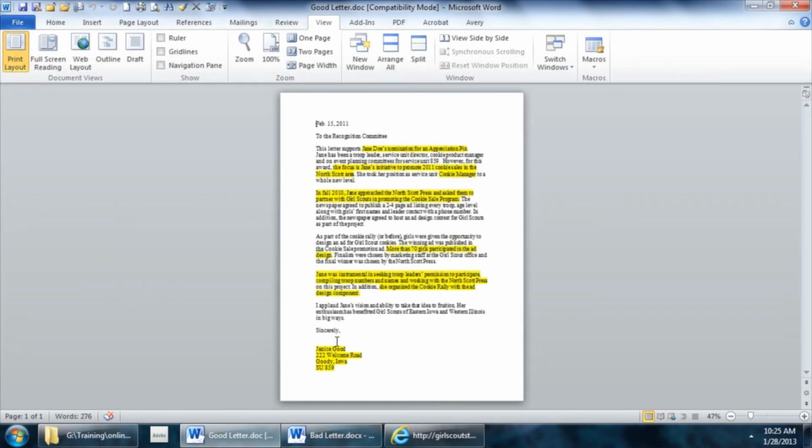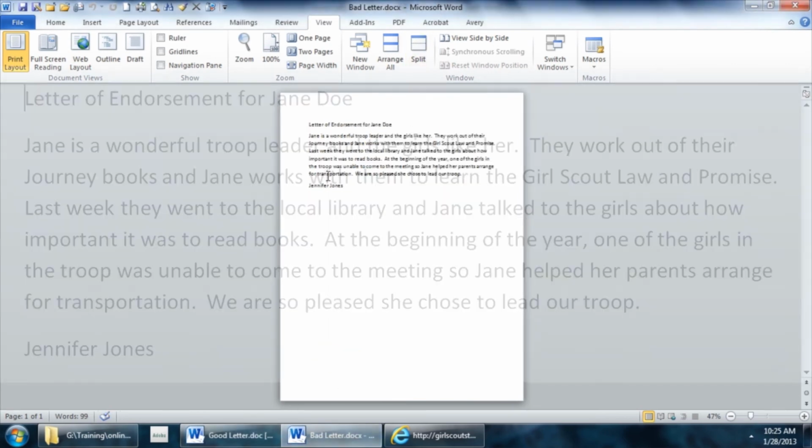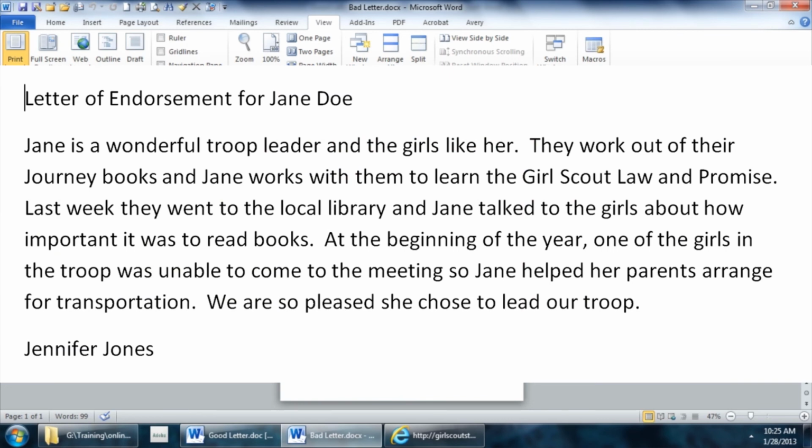Let's look at a letter that may not get approved. Notice it is just one paragraph. Not often can you get a detailed look at what the volunteer did in one paragraph. It does say who it is for and the volunteer's position, but it doesn't say where the volunteer is from. It doesn't say what she did that was above and beyond what other troop leaders do. It doesn't highlight any action in particular or what the results were.